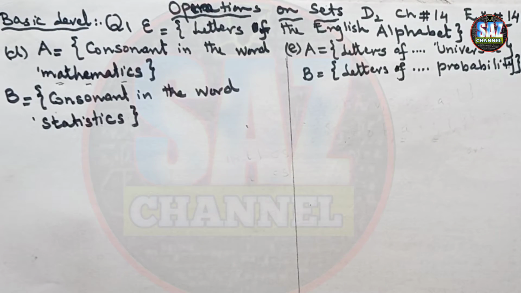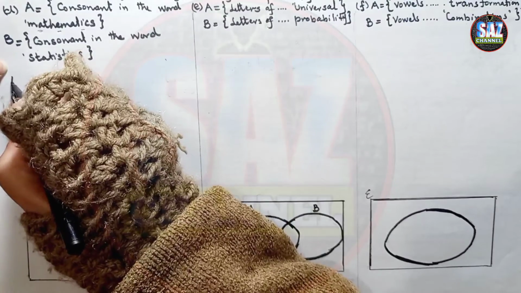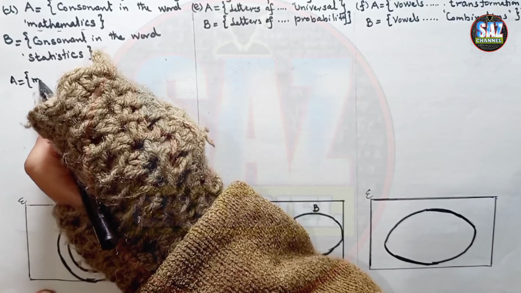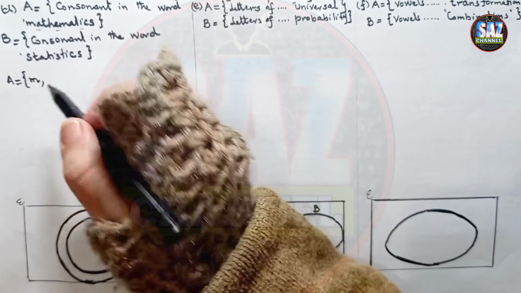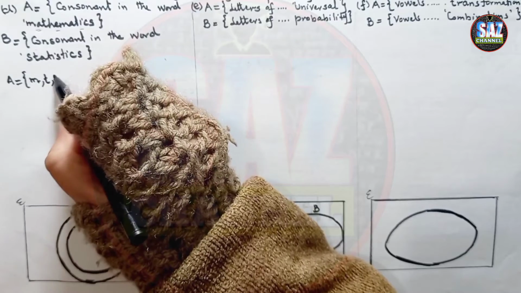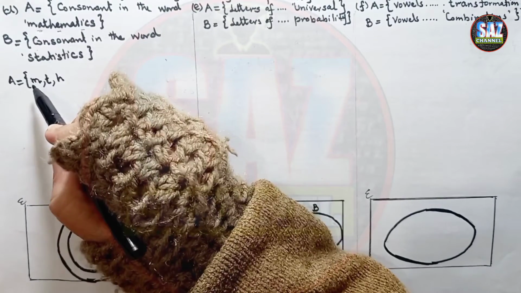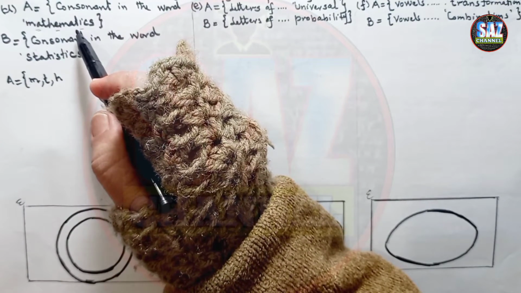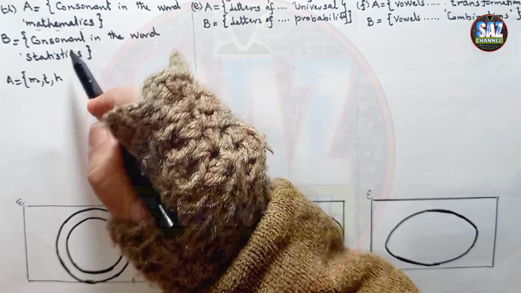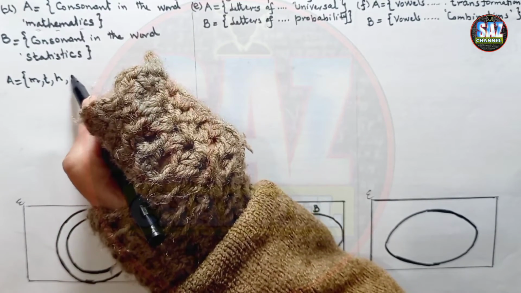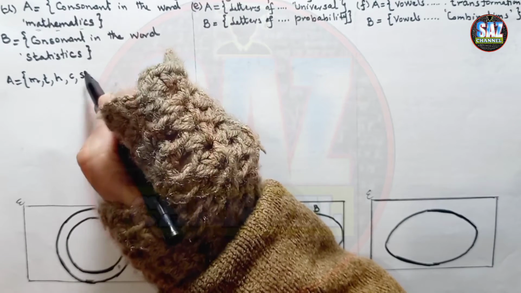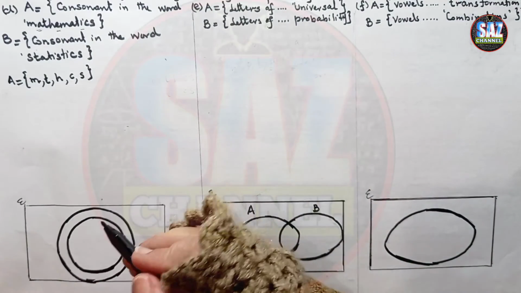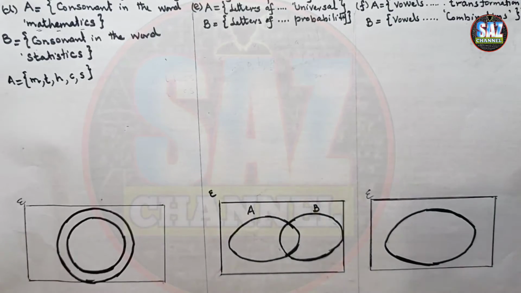So set A will have the elements M, that's a consonant. Then I do not have to take A, then T, and then H. M I have already written, so I will not be repeating the element. And then A is the vowel, T I have already written, I is the vowel, and then C and S. These are the consonants from the word mathematics, and then I have to pick up the consonants from the word statistics.